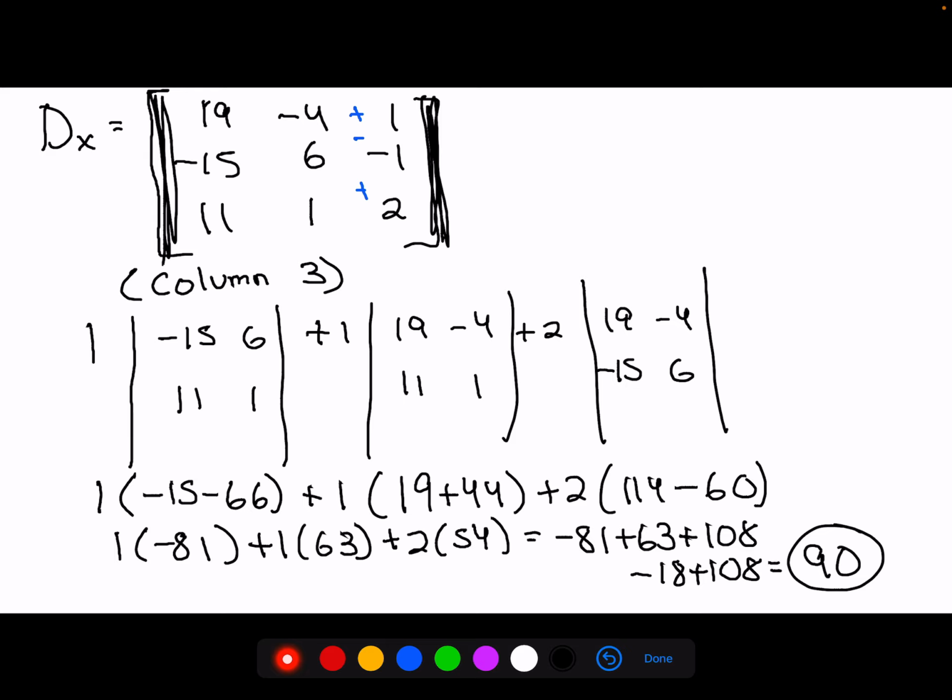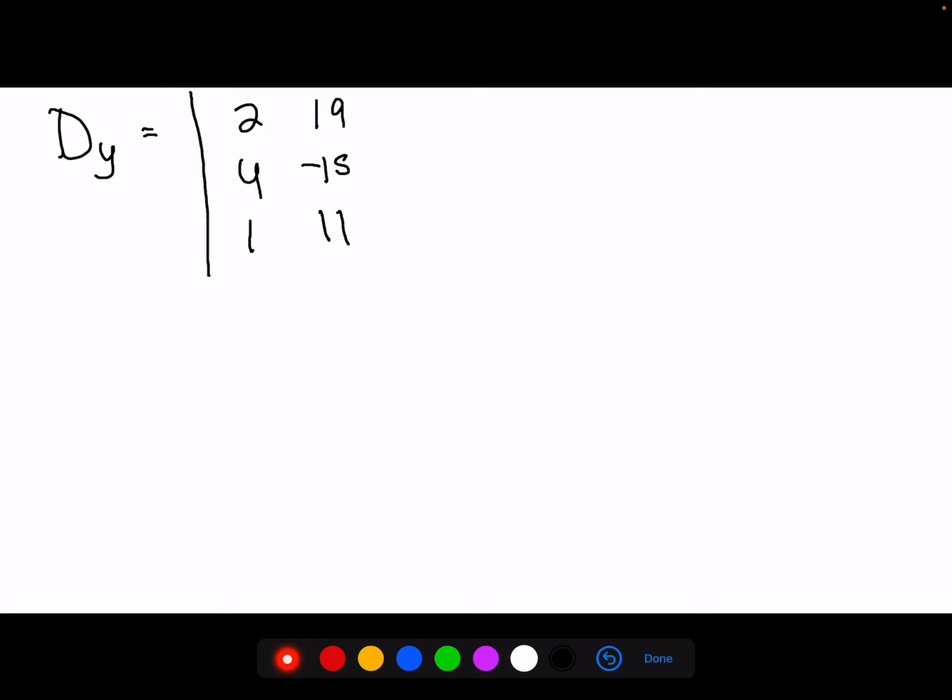All right, 2 more. D sub y. The 2, the 4, and the 1 get to stay the same. The y column gets replaced with 19, -15, and 11. The z column stays the same.